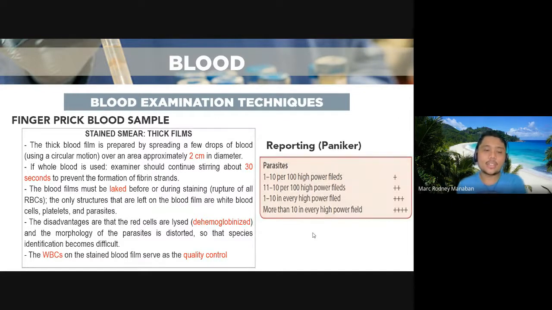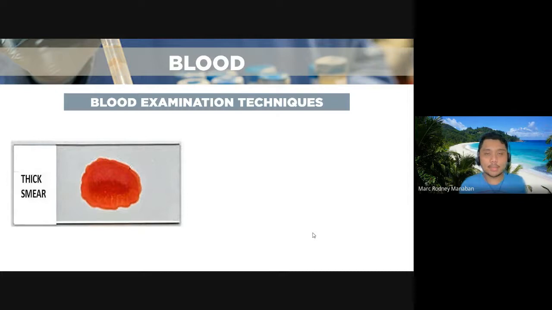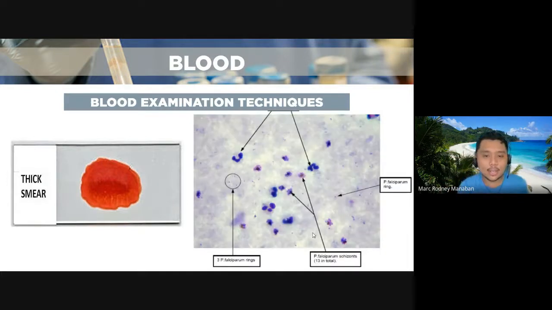Okay, all right. So here is an example of your thick smear. If you can remember, from second year, this is a thick smear under the microscope after staining. So as you can see, what remain are your WBCs and the parasites inside your RBCs. Now, again, for your thick smears, it's only for screening.